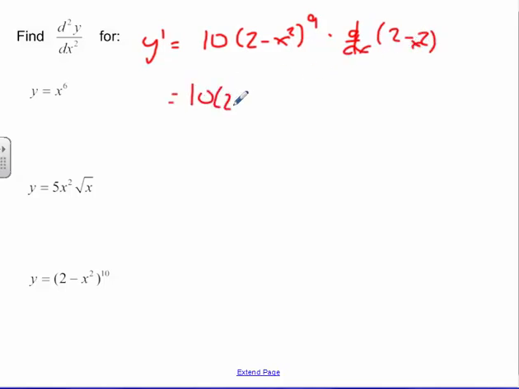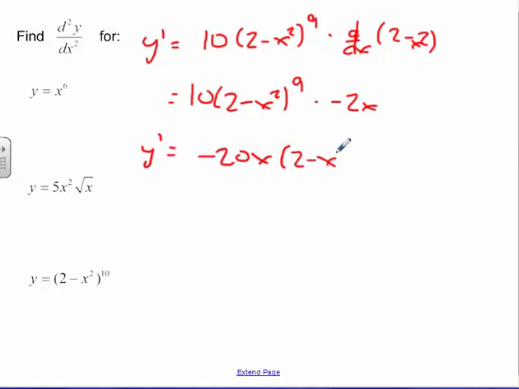which gives you, oh goodness, 2 minus x squared to the 9. And then this guy's derivative is going to be minus 2x. So my final derivative of the first derivative is minus 20x, 2 minus x squared to the 9. There's my first derivative. There's not a lot of way for me to put this together any nicer. I mean, I could FOIL this out 9 times here, but that's horrible. That's not going to be fun.